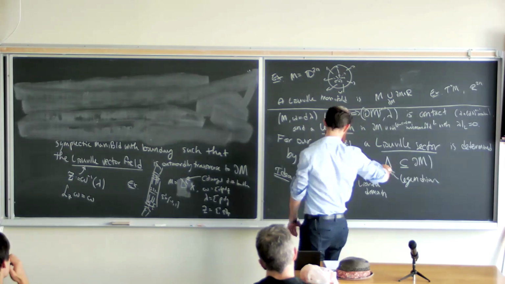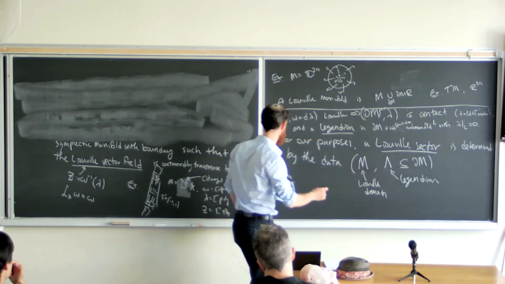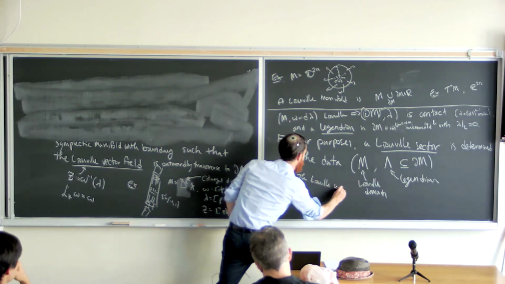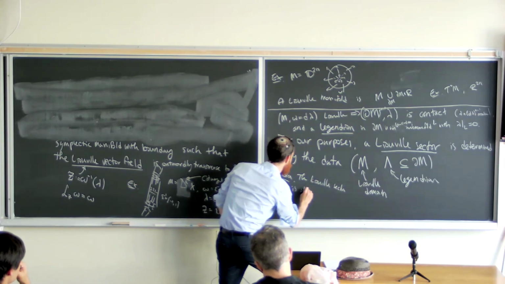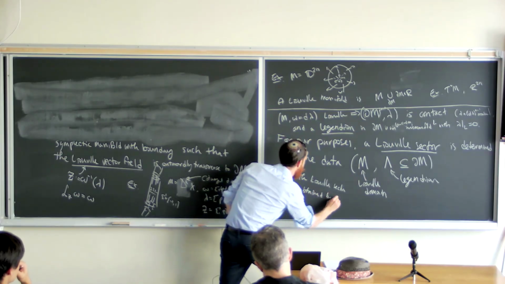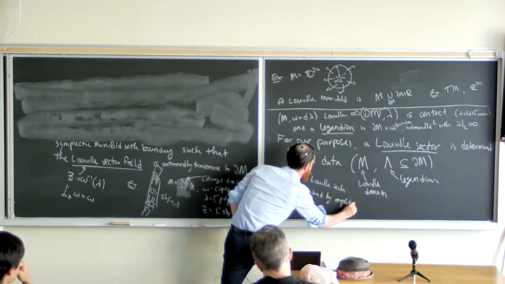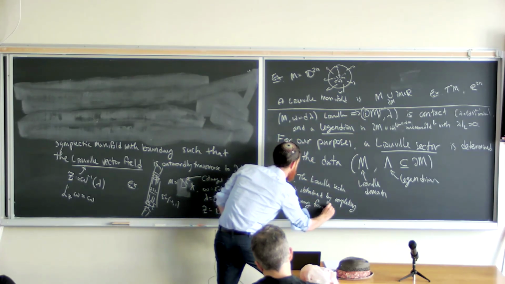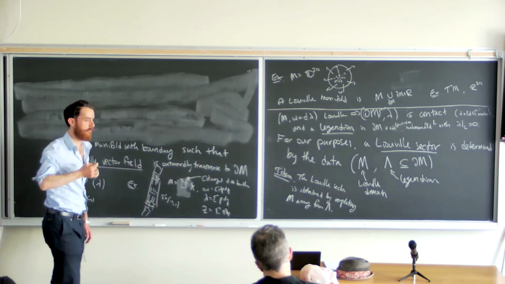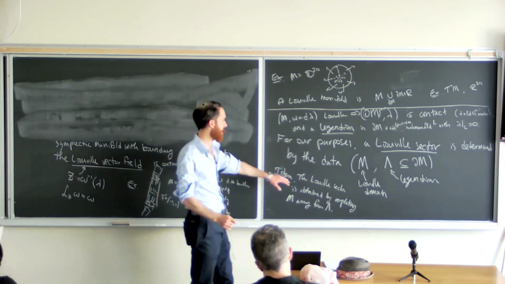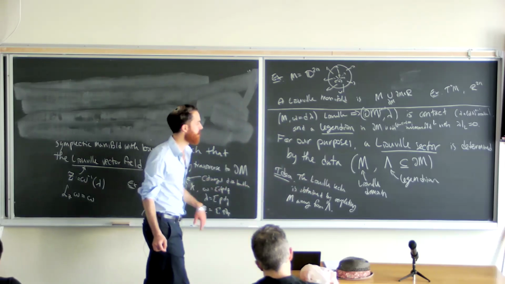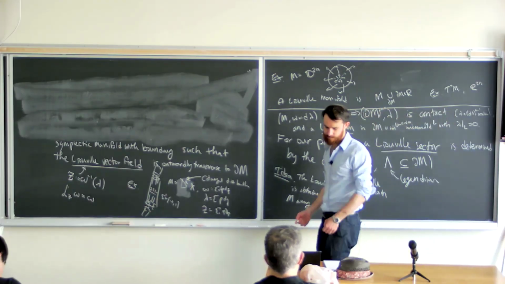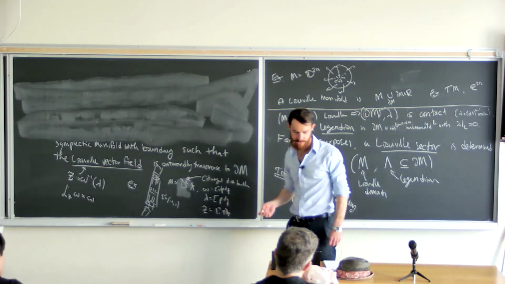And so the idea is that if someone gives me a Liouville domain with a Legendrian in the boundary, then the Liouville sector is obtained by completing M away from lambda. So you should think of a Liouville sector as a manifold with boundary, and the boundary is precisely like a little neighborhood of lambda. So I'll give some examples in a moment.